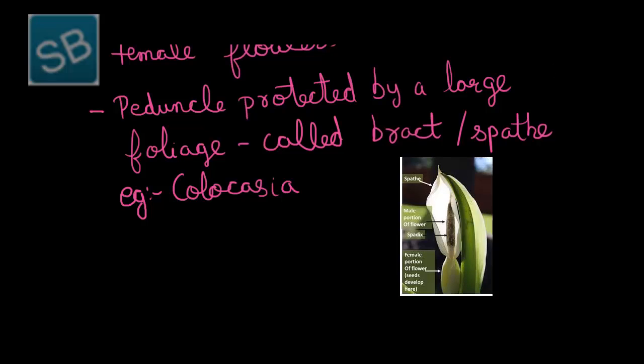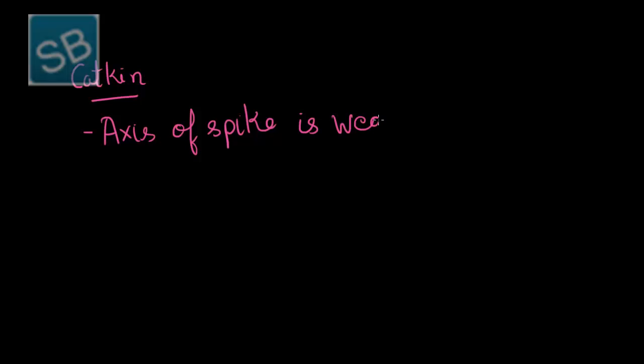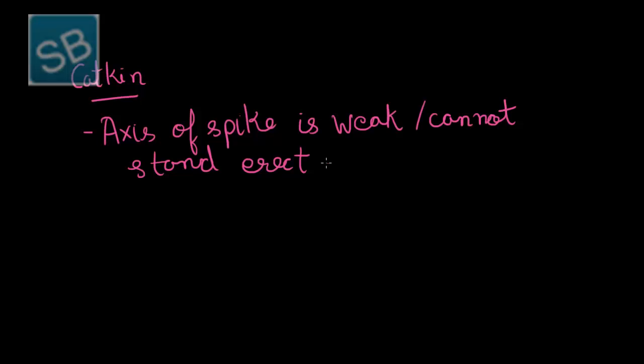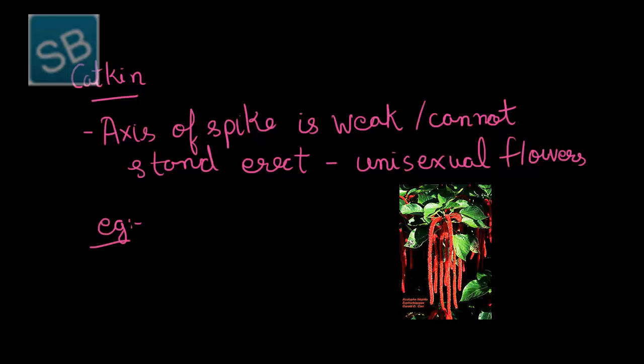foliage for peduncle. Now the next type of inflorescence is catkin. In this type of inflorescence, if the axis of the spike type of inflorescence is weak, that is, cannot stand erect, and the peduncle bears unisexual flowers, then such a type of inflorescence is known as catkin. Example, Echilapha.